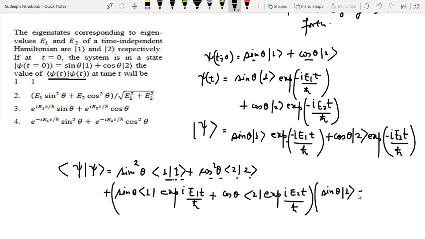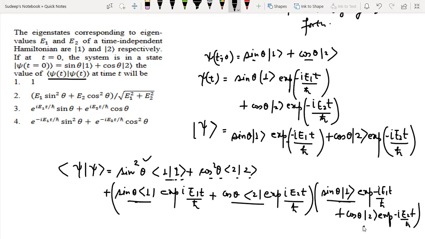Plus cos theta exponential minus iota E1 t upon h bar ket. I'm doing it for the mixed terms. These two terms I've already done. This particular product I've already written here, and this particular product I have already written here. So now I have to write the mixed term, which I'm going to identify from here.